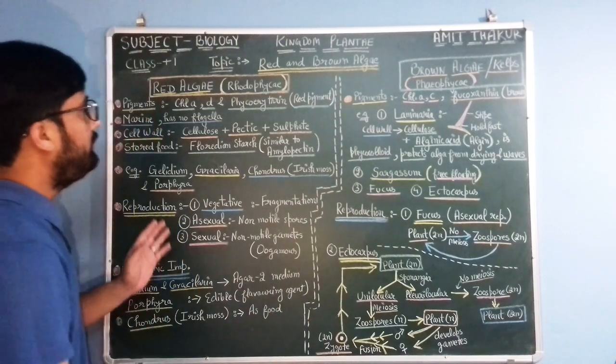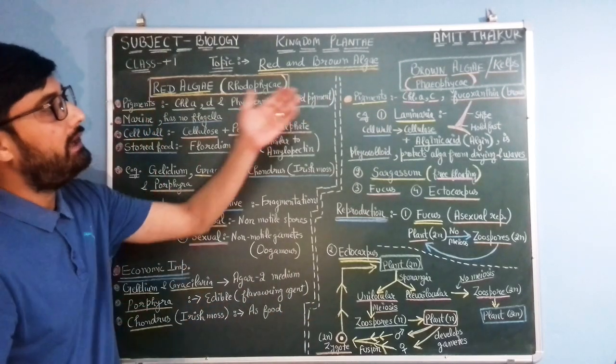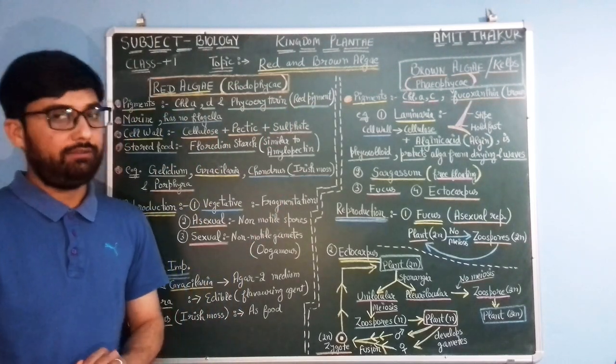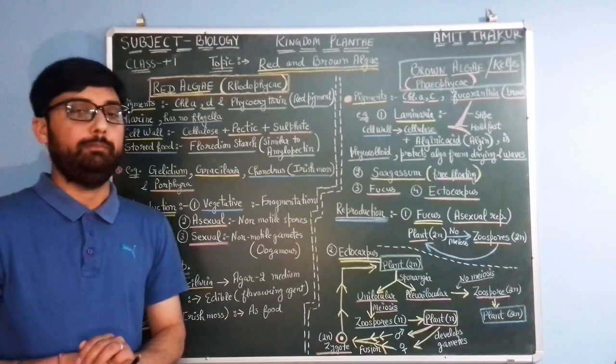So it's all about red algae, rhodophyceae, and brown algae, phaeophyceae. In the next lecture we will discuss bryophytes.